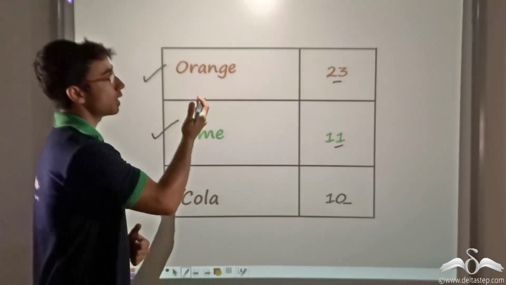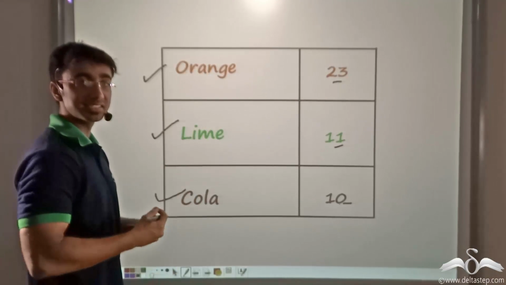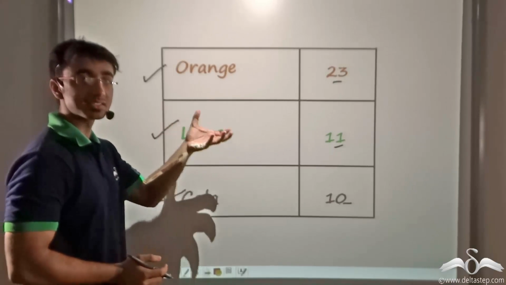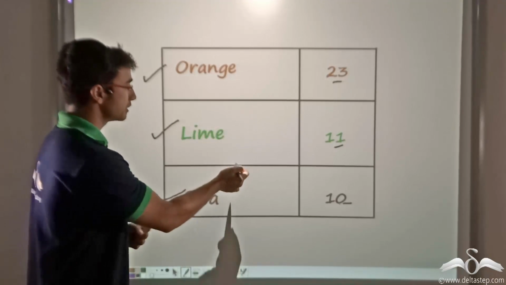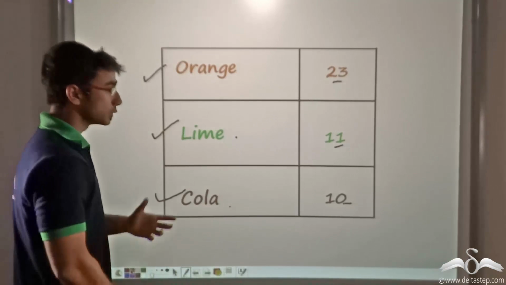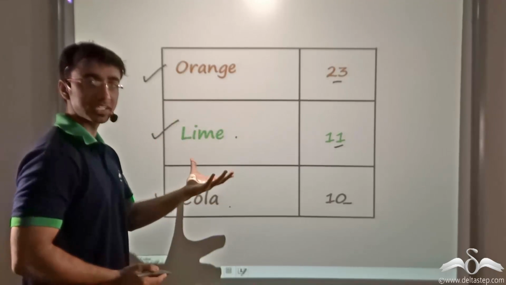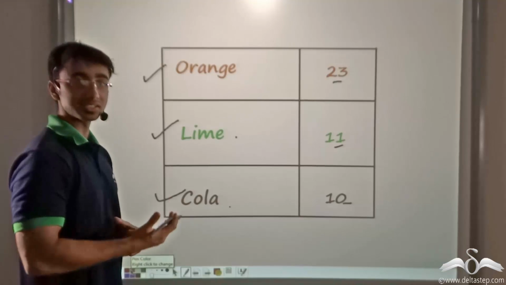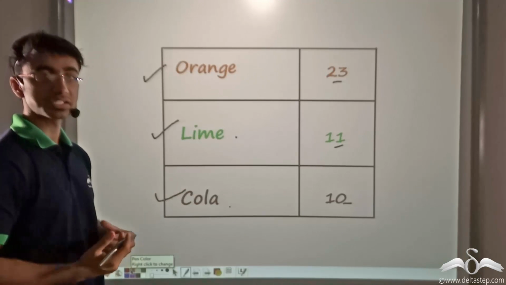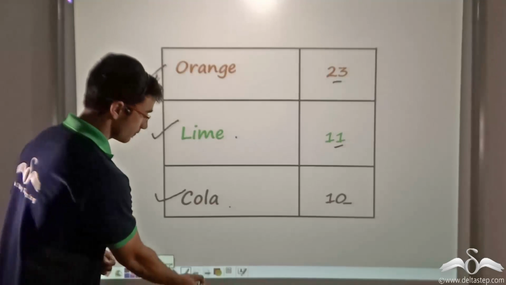Now the boss, by one look at this data, will be easily able to say that the number of people wanting orange is much more than the number of people wanting lime or cola. So in this manner, with the help of this representation of data, the boss will be able to decide which beverage the company should launch in order to satisfy its customers.